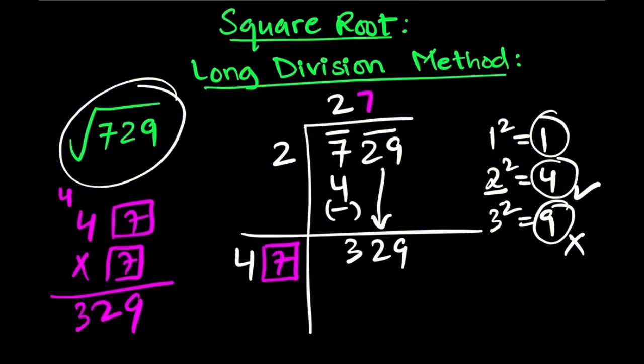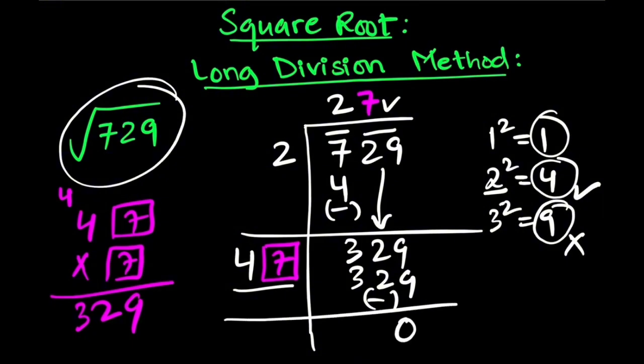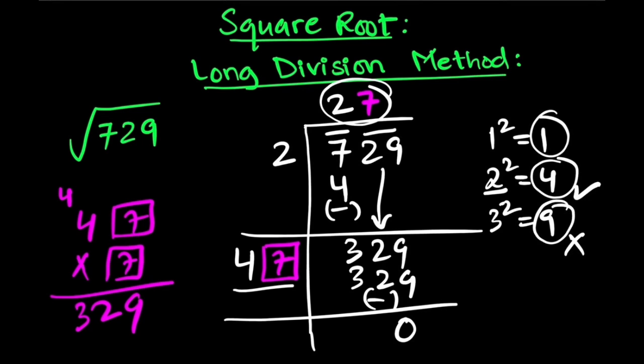And then the same number should be written in the quotient. So now 47 times 7 equals 329. Subtract 329 from 329, which equals 0. So the square root of 729 is this quotient. Square root of 729 equals 27. A small observation here is that a remainder of 0 means that 729 is a perfect square.